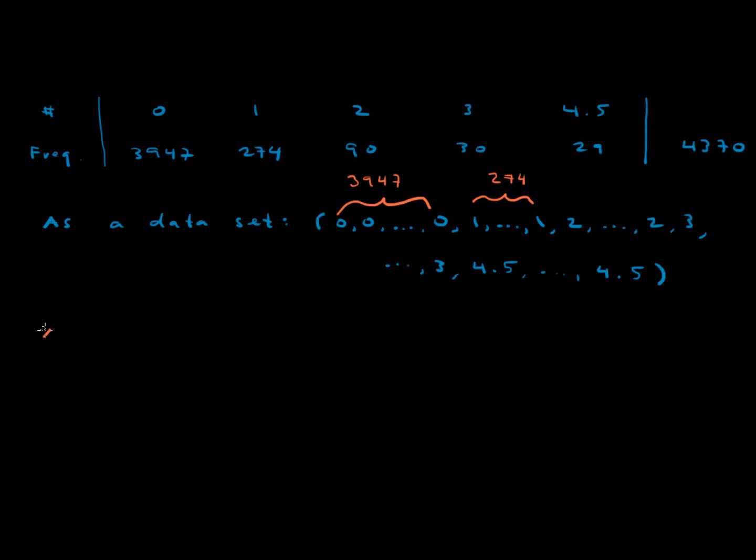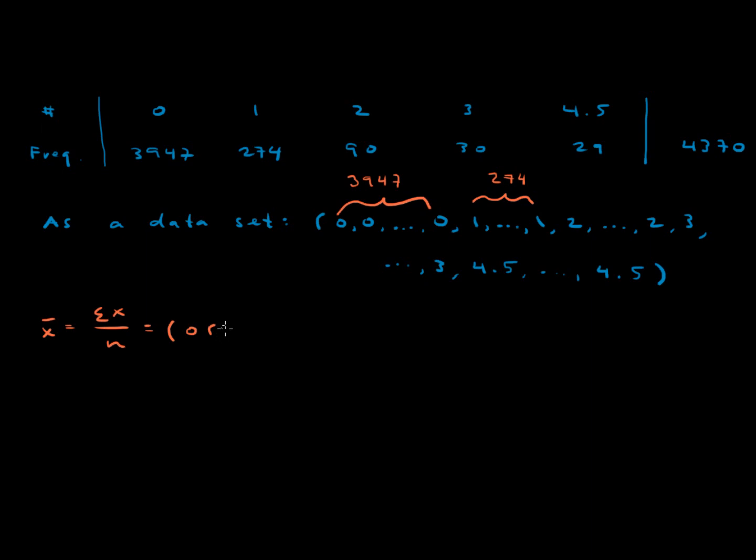So finding the mean, the formula for mean, remember, is the sum of x's over the total number of numbers, which in this case, or for my problem, is 4370. If we were to add up these numbers one by one, that would take a really long time. So you can do this using multiplication instead.